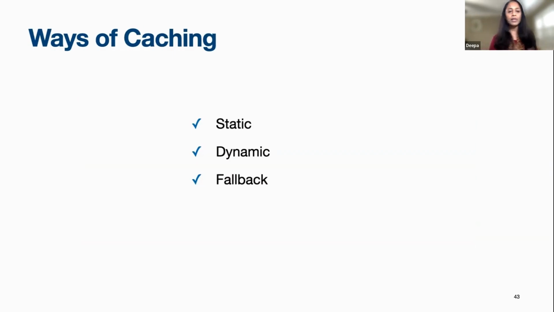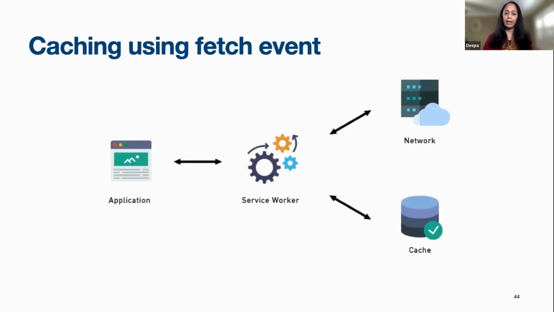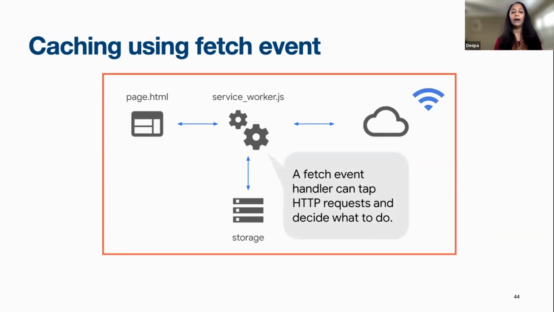So there are different ways of caching, right? There's static caching, dynamic caching, and you can also fall back to a page when you're offline. Today, we'll be talking about static caching. And like I said, a service worker listens to events, so caching can be done using fetch events. Once you do it, the fetch event handler can tap the request and decide what to do.